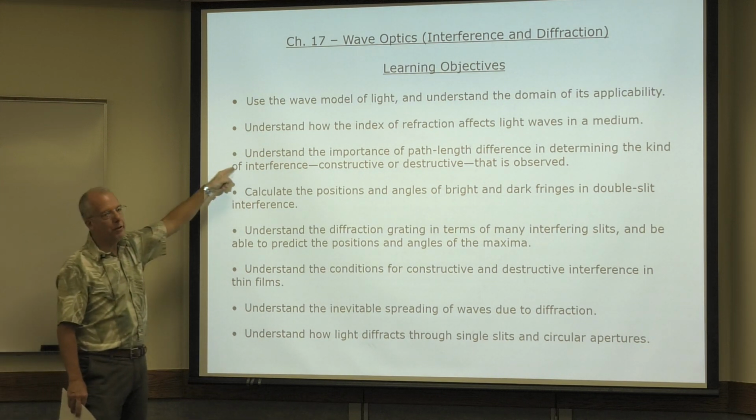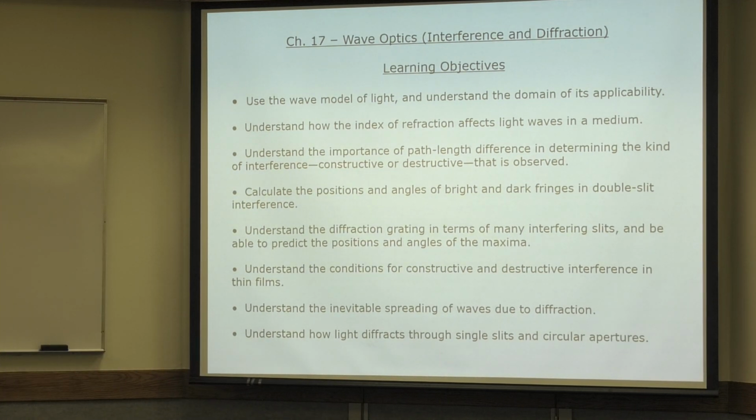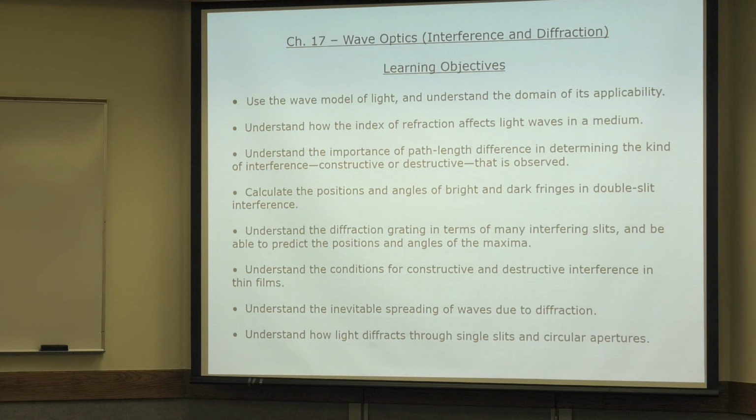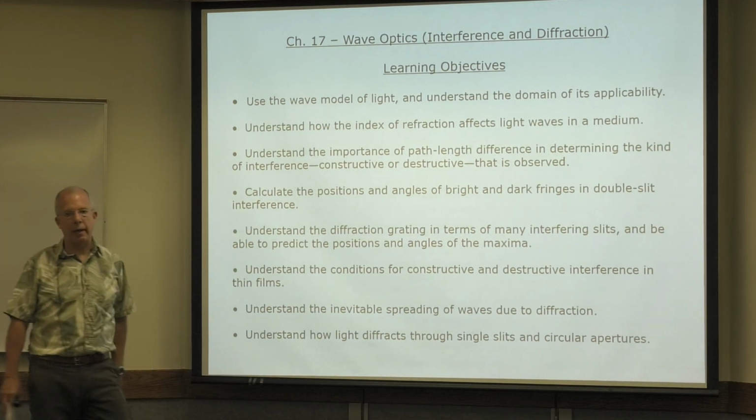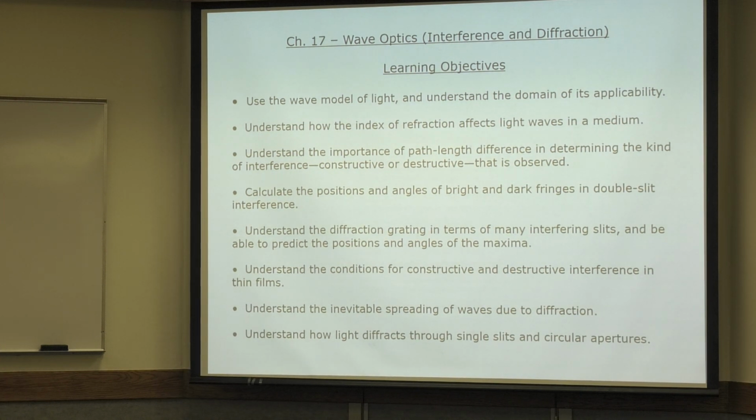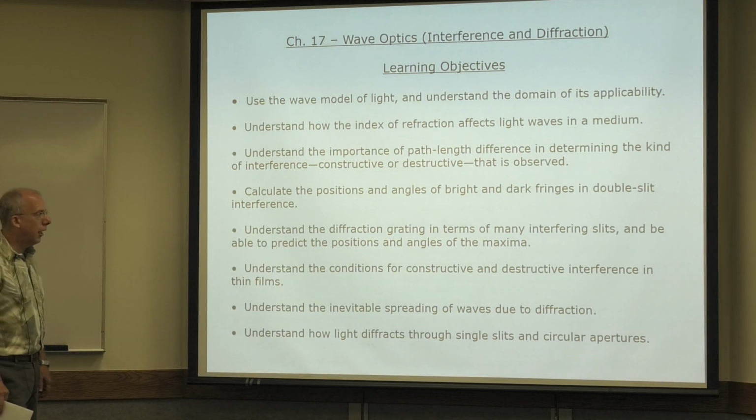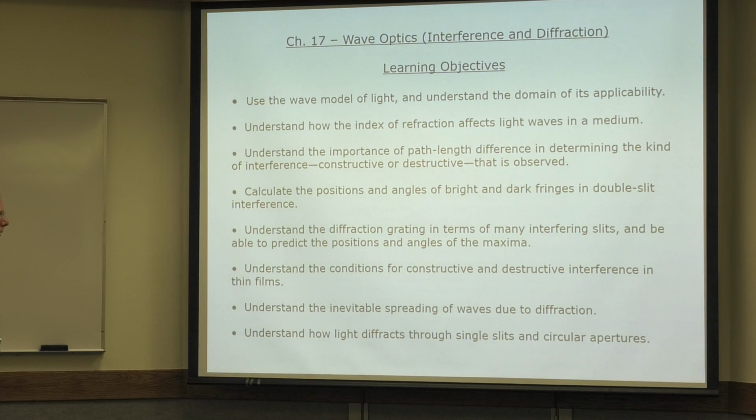We did that in Physics 105, either 15 or 16. Calculate the positions and angles of bright and dark fringes in double-slit interference. We'll be talking about this double-slit interference a lot, even later on when we talk about quantum mechanics. Understanding the diffraction grating in terms of many interfering slits, and be able to predict the positions and angles of the maxima. Use the conditions for constructive and destructive interference in thin films.